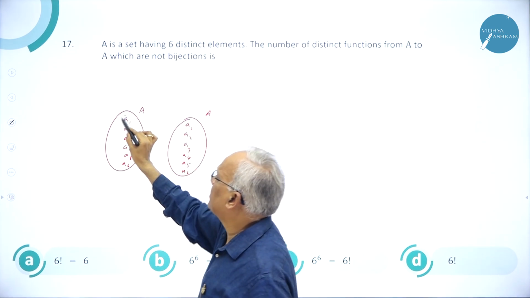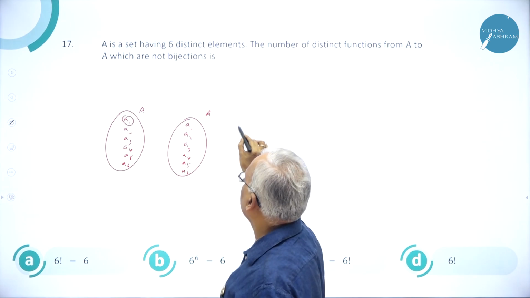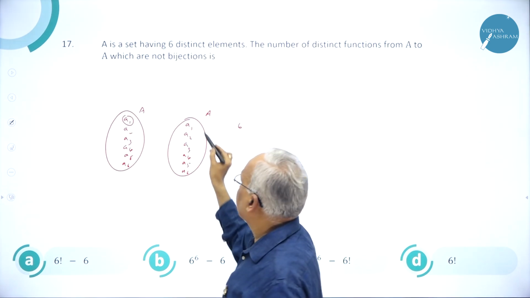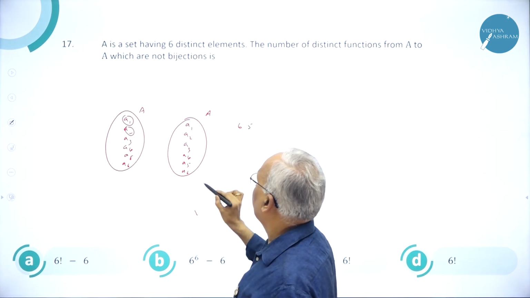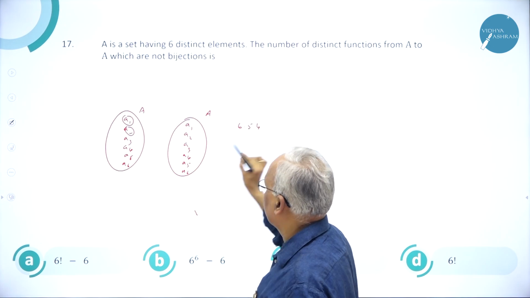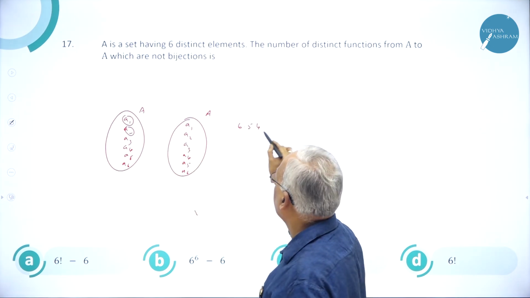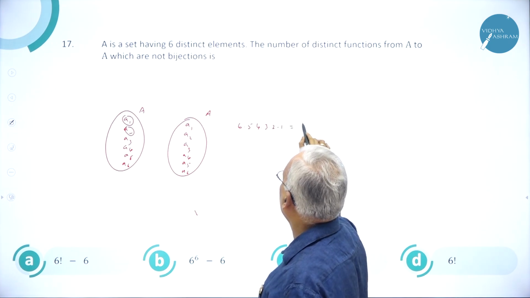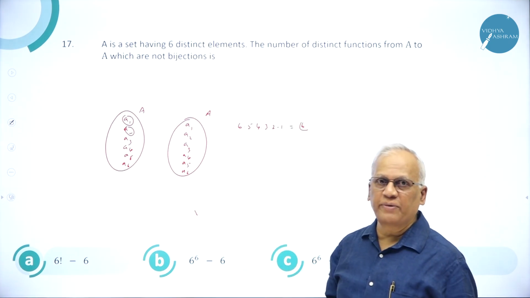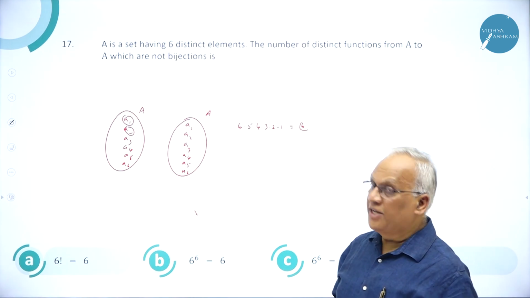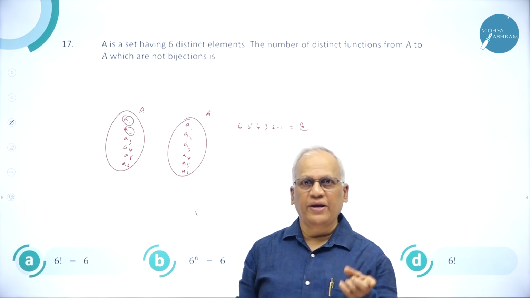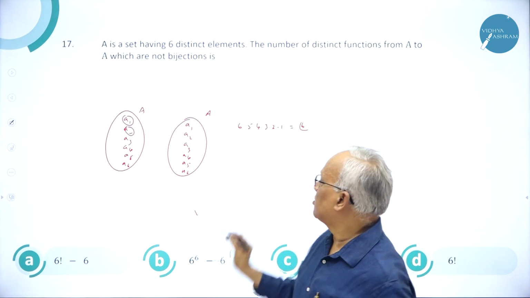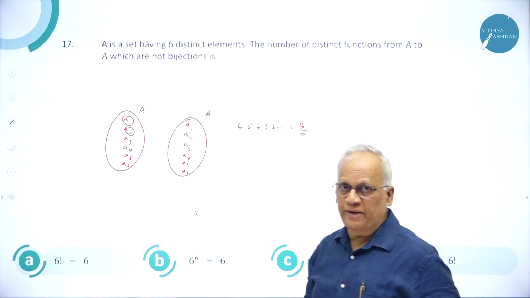See now, how many ways can you assign an image for A1? There are 6 ways because 6 elements are there. The same element cannot be image for the next one. So the second element can go in how many ways? 5 ways. The third element, 4 ways, because the same element cannot be image. So similarly 4 into 3 into 2 into 1, that is equal to 6 factorial. The total number of bijective functions is 6 factorial. In general, if A has n elements, the number of bijective functions from A to itself is n factorial.